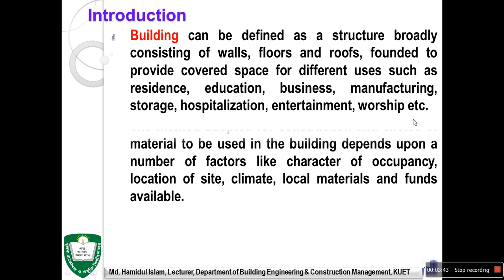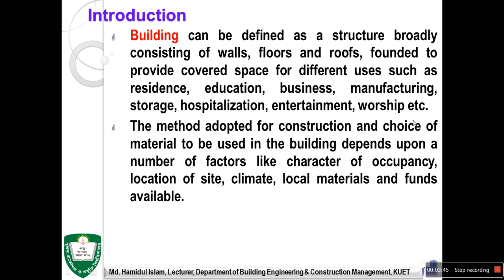entertainment and worship. The method adopted for construction and choice of material to be used in building depends upon a number of factors like character of occupancy, location of site, climate, local materials and parts available. That means the construction type and construction materials of a building may depend on such characters like occupancy, location of site, climate, local materials and parts available. And from this point of view, the building design may vary.